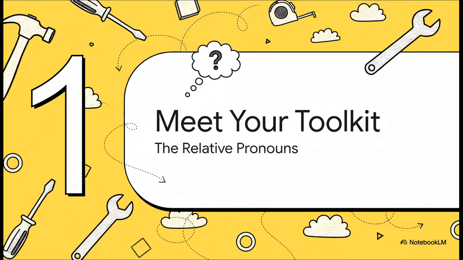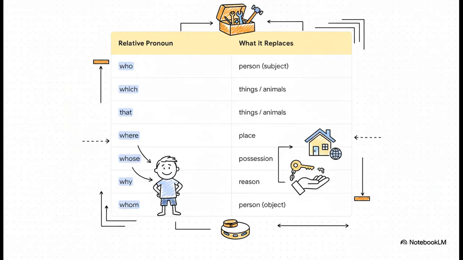Now, to build these awesome clauses, you're going to need the right tools. And for us, our tools are called relative pronouns. These are the little words that hook your extra info onto the main sentence. And here it is, our toolkit. And trust me, it's way simpler than it looks. Each one of these pronouns has a really specific job. As you can see, who is for a person, where is for a place, whose shows that something belongs to someone. Really, the first step is just grabbing the right tool for whatever you're describing.